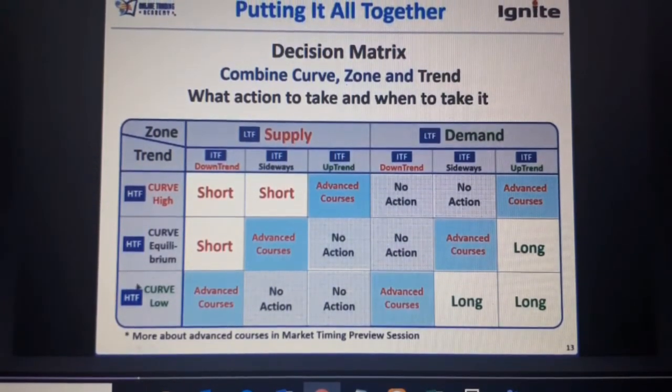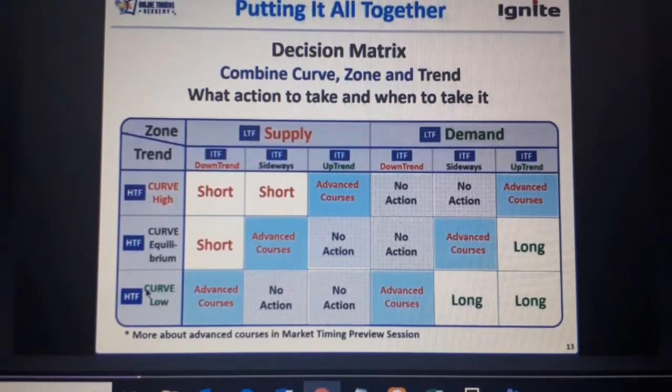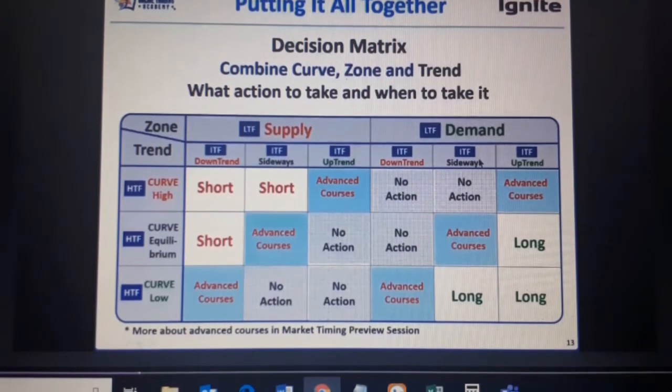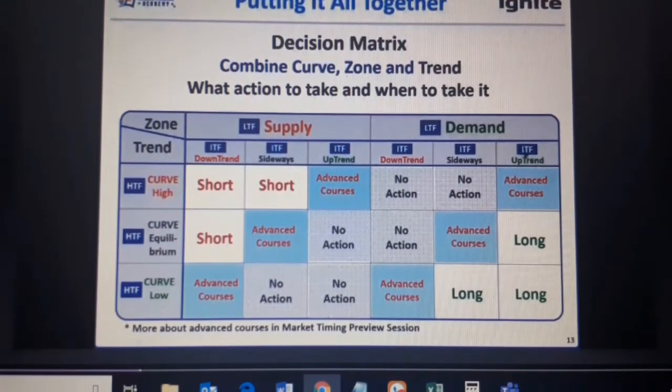Similarly, when can you go long? You can go long in the lower time frame demand zone when the trend on the intermediate time frame is either sideways or up.